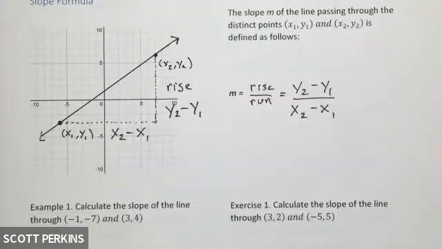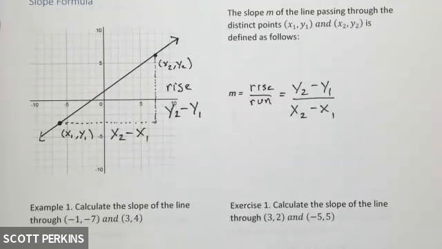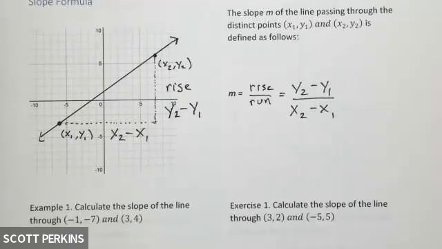It's y2 minus y1. That's the rise, how much I've changed in my elevation. Divided by x2 minus x1. That's how far left or right I've gone.